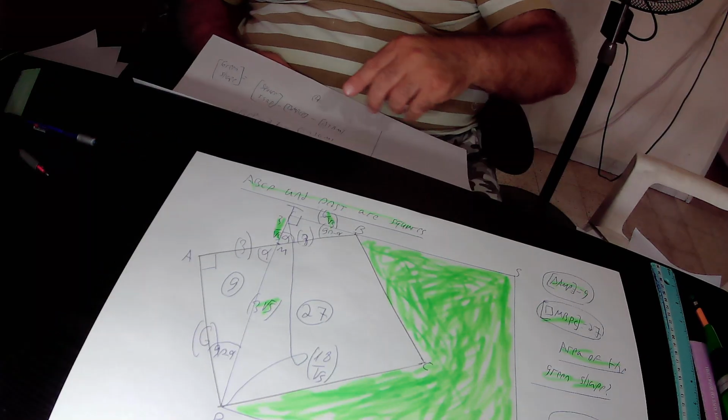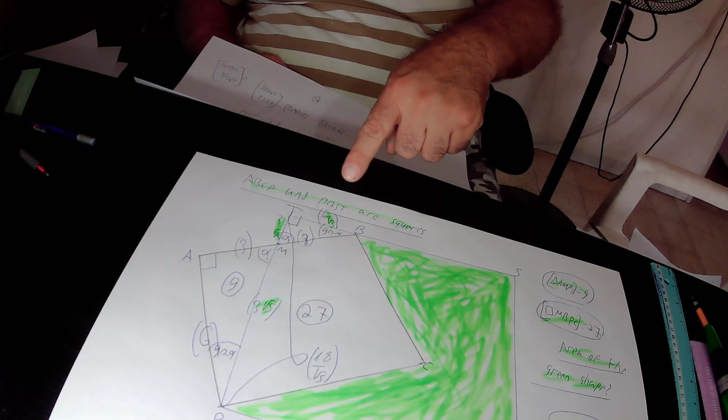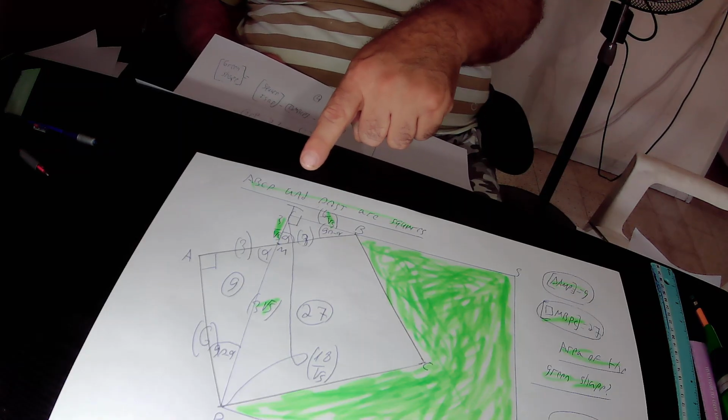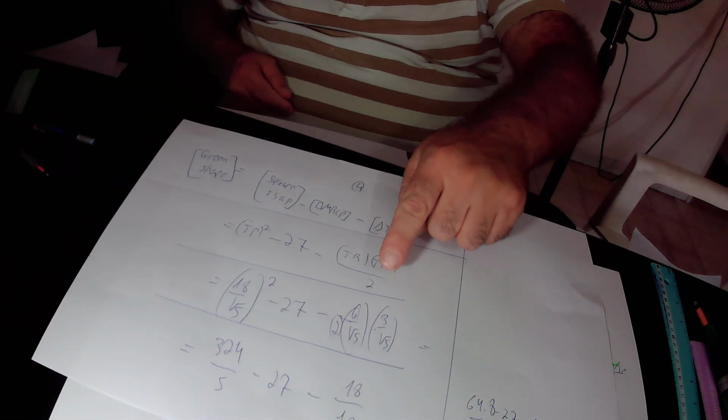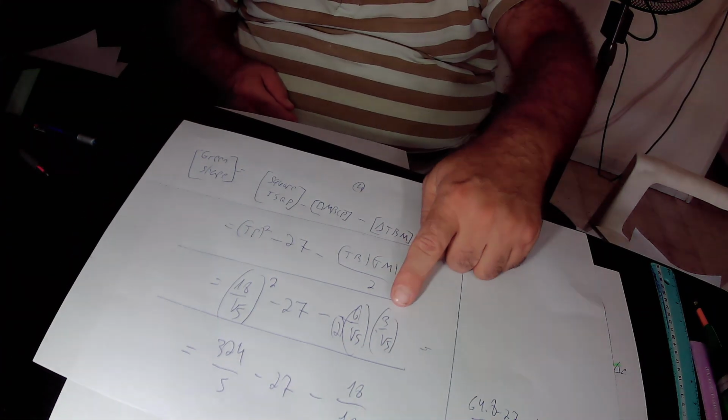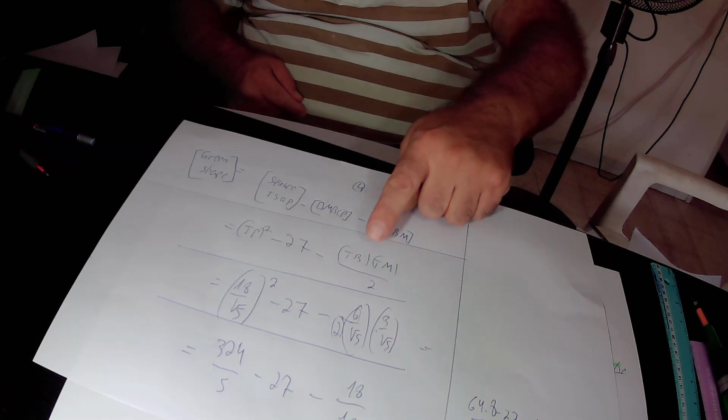TB equals 6 over square root of 5, times TM. TM equals 3 over square root of 5. Repeat again: TB equals 6 over square root of 5. TM equals 3 over square root of 5, divided by 2. We have to divide it by 2.